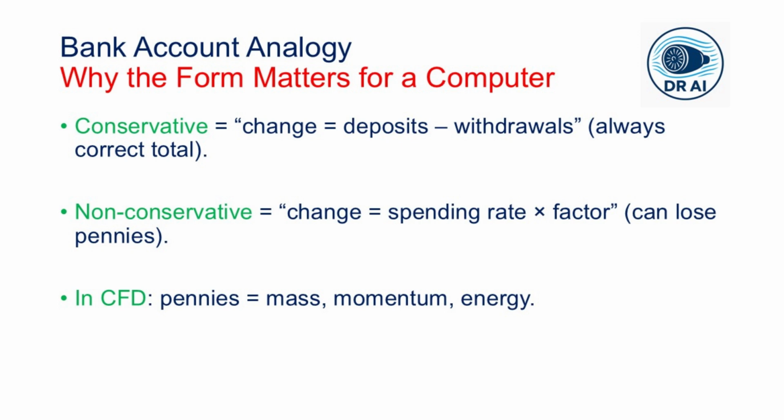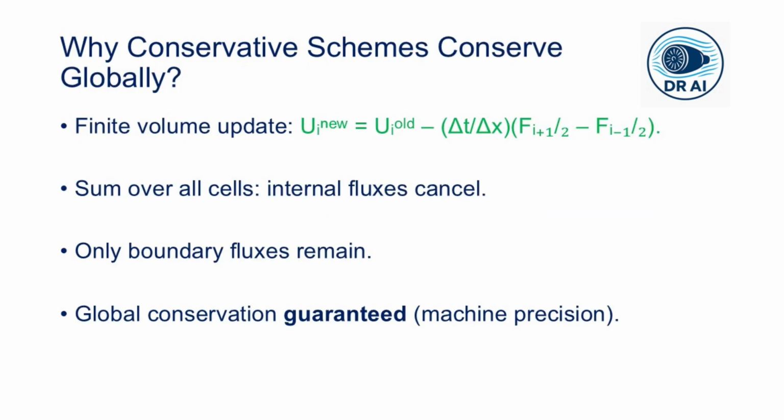Both are true if you do the algebra exactly, but if you only check your balance once a day, or if you round off any transaction, the conservative method will always keep the total correct, because it directly accounts for what crosses the boundary. The non-conservative method, on the other hand, might lose a few pennies here and there. In CFD, those pennies are mass, momentum, and energy.